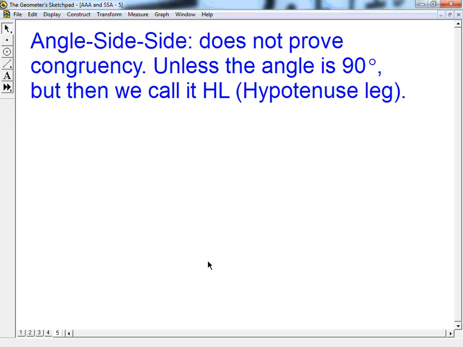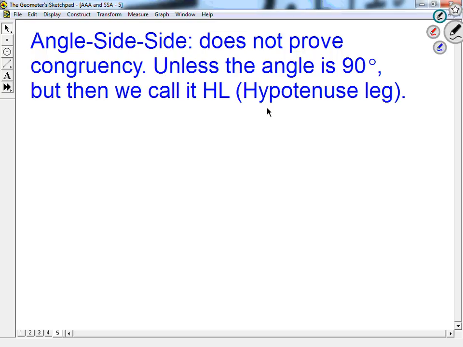Remember, angle-side-side is not a rule. I showed you guys earlier, I created two different triangles. So angle-side-side is not a rule, unless the angle is 90 degrees, but then we call it hypotenuse leg.